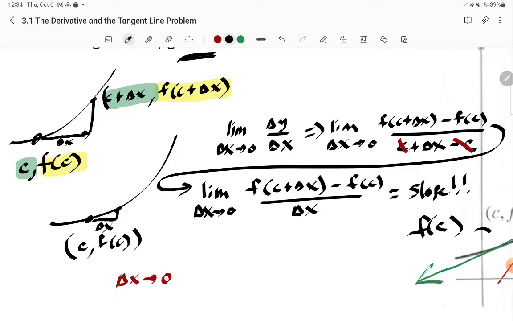So that's the definition of the tangent line. Let me highlight it in green right here. Make sure that's in your notes. And this is the definition of the tangent line.